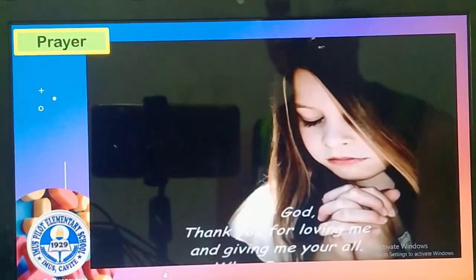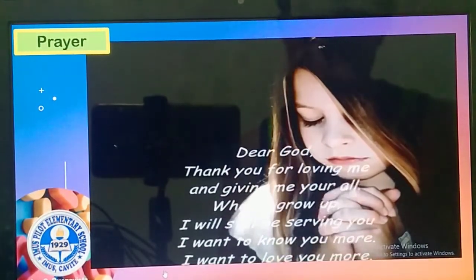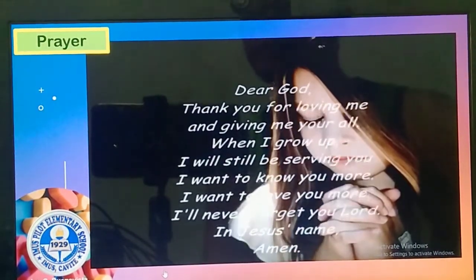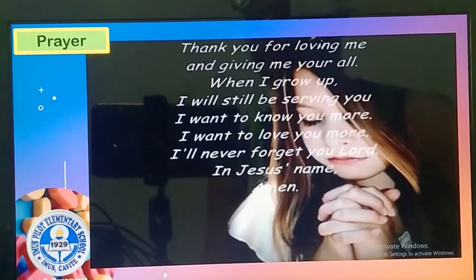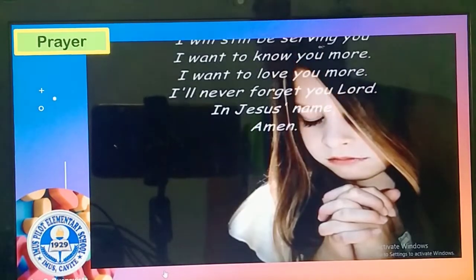Dear God, thank you for loving me and giving me your all. When I grow up, I will still be serving you. I want to know you more. I want to love you more. I'll never forget you, Lord. In Jesus' name, amen.